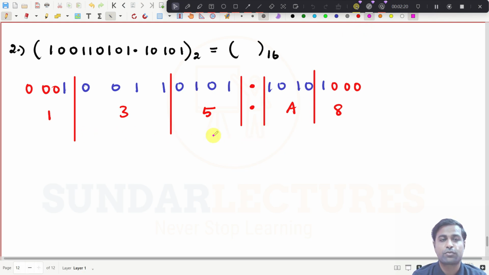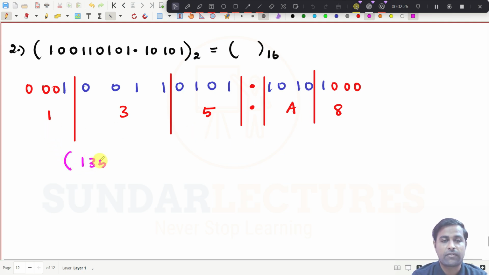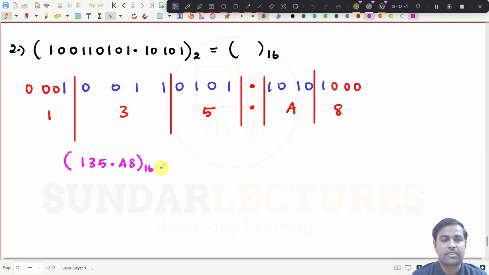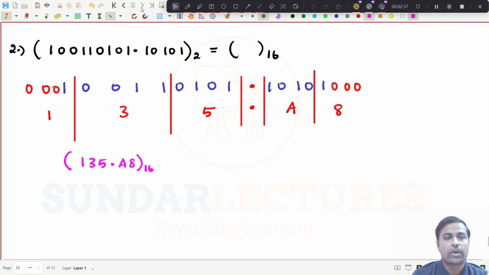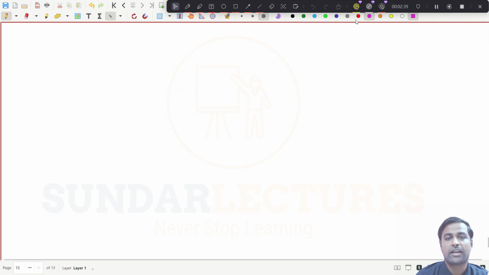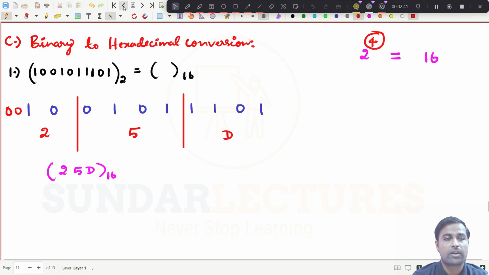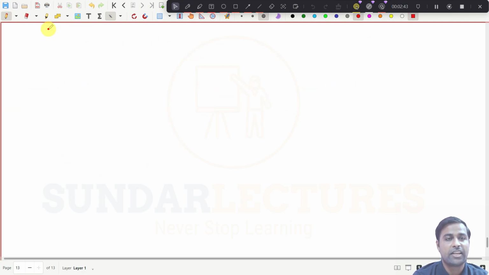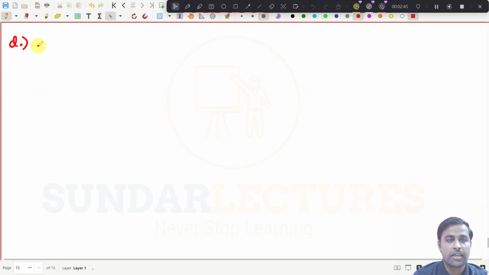You just refer to this one, and you will get this, right? So the equivalent of the binary value will be 135.A8 at the base of 16. So we have converted, right? We have converted the binary to hexadecimal. Now we will take the next one. What is this one? D. It is the same thing.